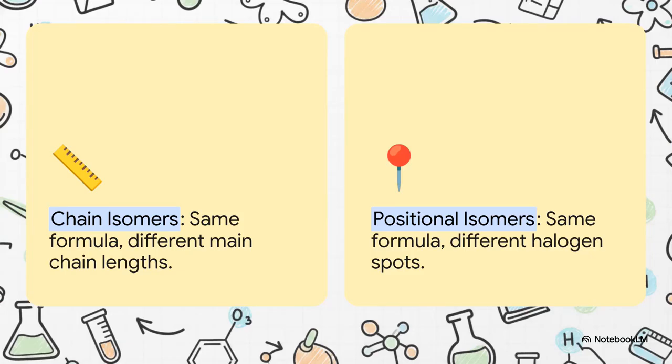While we're on the topic of naming things, we have to talk about isomers. Isomers are simply molecules that have the exact same ingredients, meaning the same molecular formula, but a totally different arrangement. Chain isomerism means the actual length of the main carbon chain changes. So maybe it goes from a straight 4-carbon line to a branched 3-carbon chain. On the flip side, positional isomerism means the main chain stays exactly the same, but the halogen just packs up its bags and moves to a completely different carbon spot.